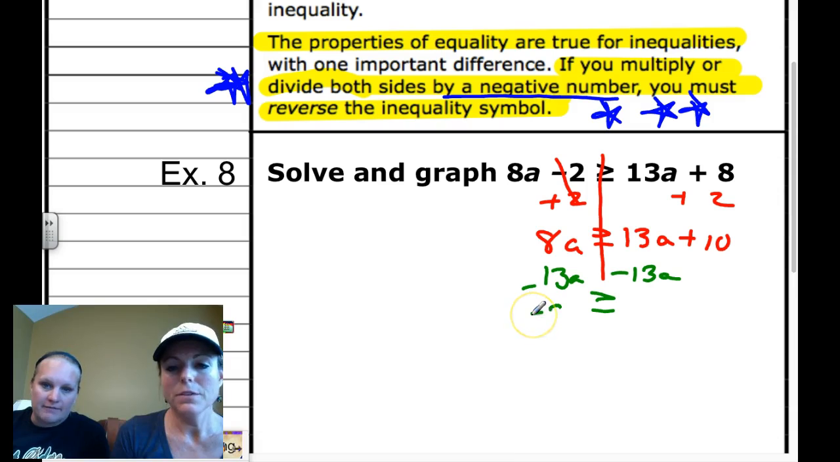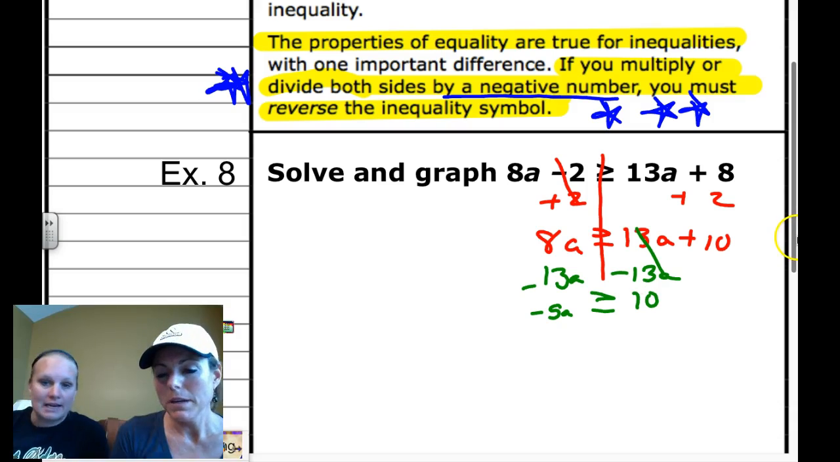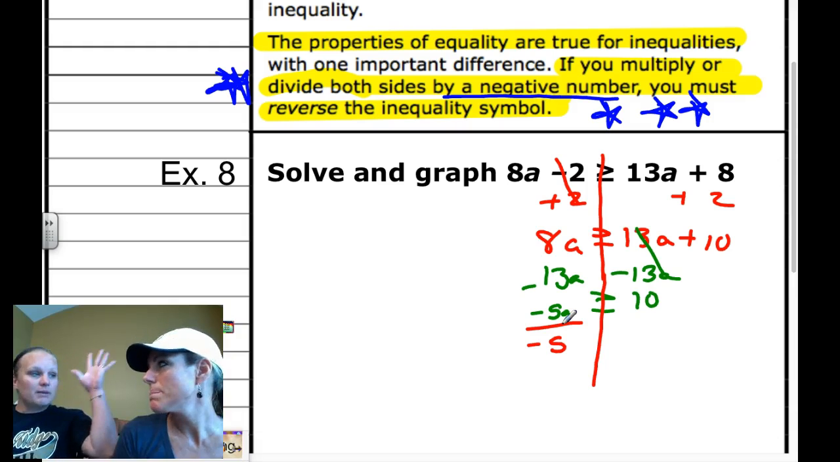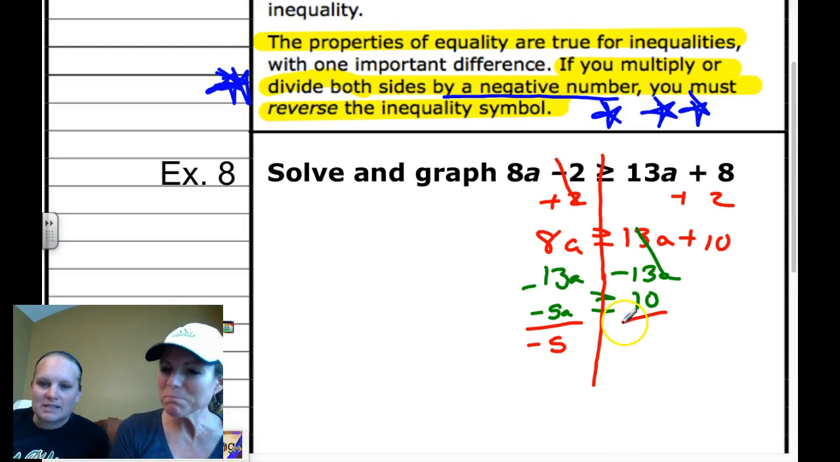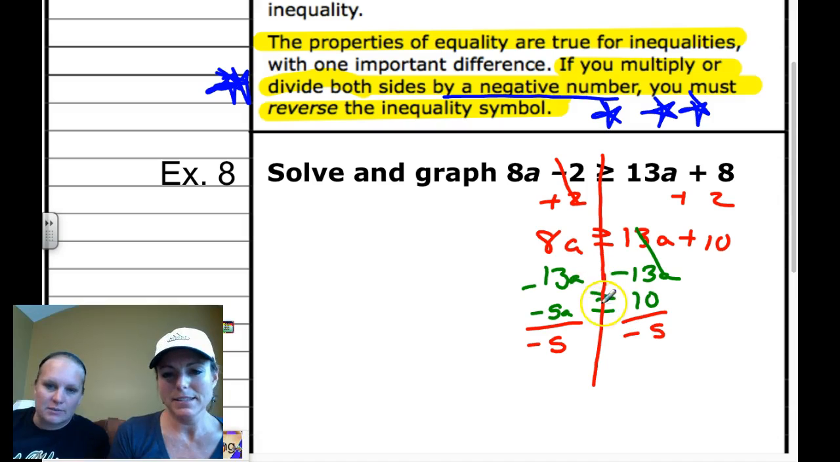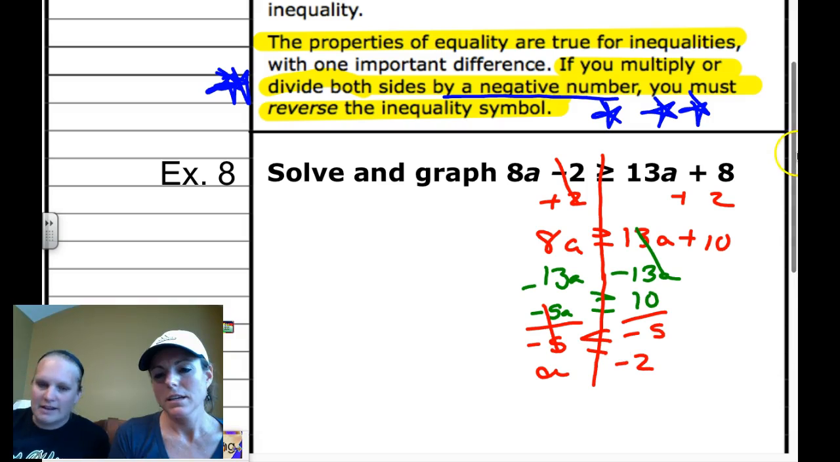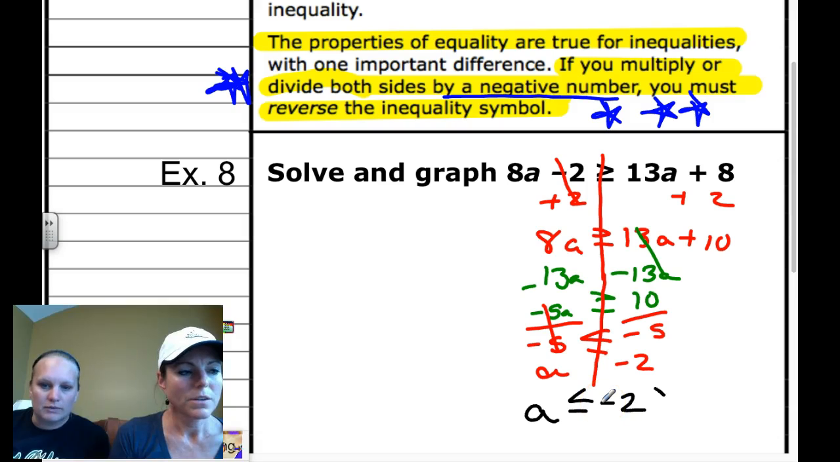And now we get negative 5a. That cancels and we're left with 10. But now, here's the kicker. To get a by itself, I'm going to divide both sides by negative 5. Anytime you divide or multiply by a negative, you just say, alarm, beep, beep, beep. We got to do something. We have to flip the sign. So instead of greater than or equal to, now we're flipping it to less than or equal to. These cancel. We're left with a, and we get negative 2. A is now less than or equal to negative 2. And that is our answer.